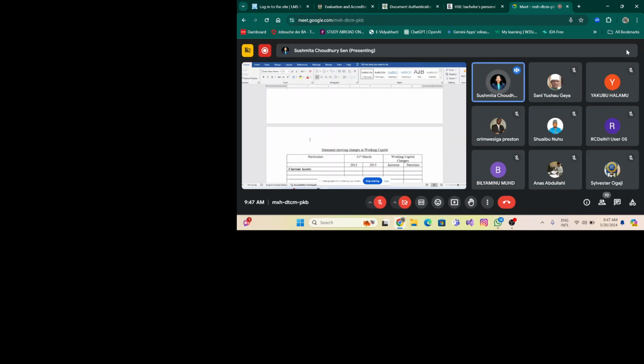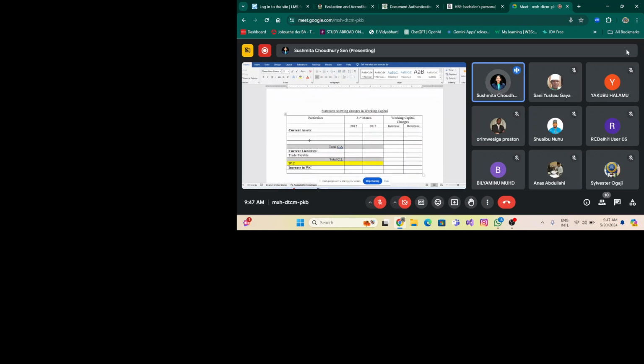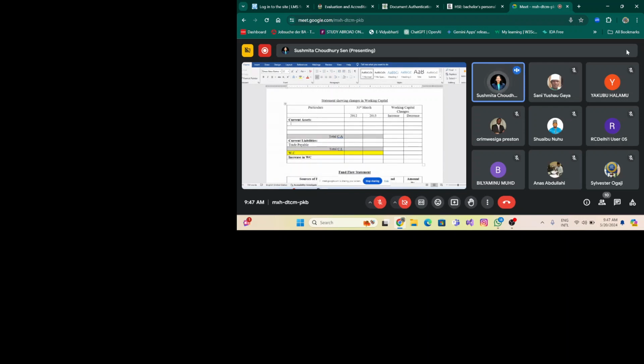Now, how to prepare? This is the format for calculation of working capital. How to calculate? First, you need to write down the amounts which are available. So you can see this is the heading, statement showing changes in working capital, that you need to write in the beginning. This is the heading.